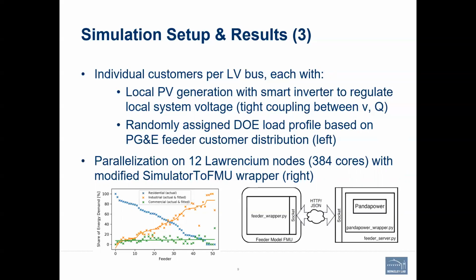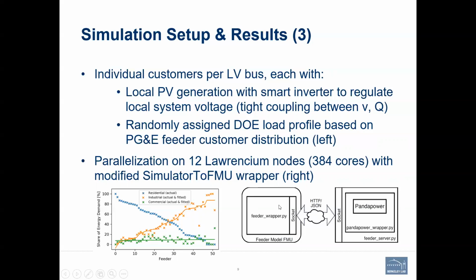And then in order to allow parallelization, where in this case we used 12 Lawrencium compute nodes, which adds up to 384 CPU cores, we modified the simulator to FMU wrapper, which you can see illustrated here on the right. Here's the feeder model FMU, the one exported through simulator to FMU. In this FMU, you have Python code, which in this case would be the PandaPower wrapper. We use PandaPower for our power system simulation. It's a Python tool, so it's possible to interface through Python. Normally it would all be contained within this FMU.